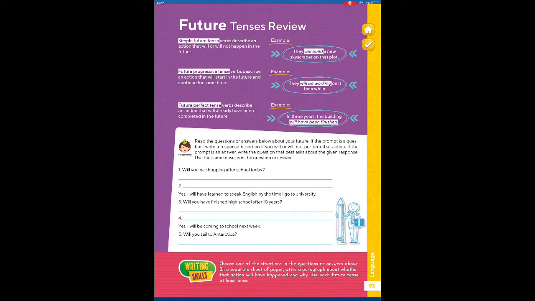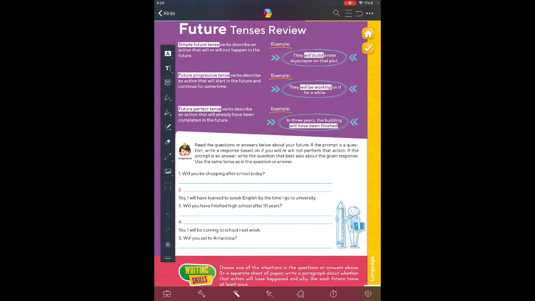And then we have number 2. We don't have the question, but we have the answer. And it says, yes, I will have learned to speak English by the time I go to university. So you are answering. That means that for number 2, you're going to make a question in future perfect tense, a question that this answers. So think really well about your question, okay? It has to do with this.